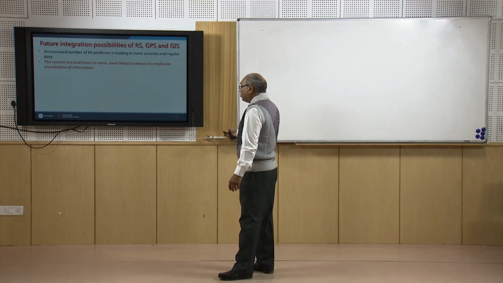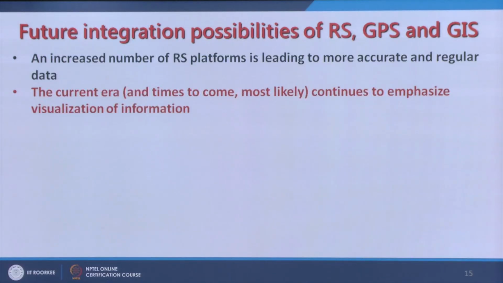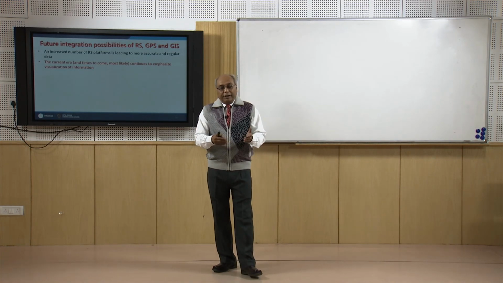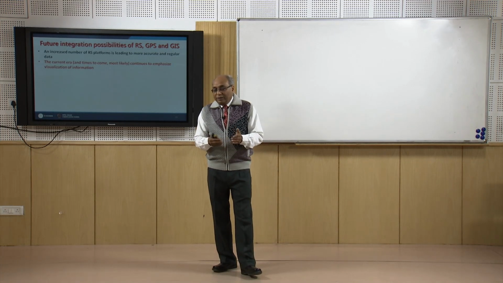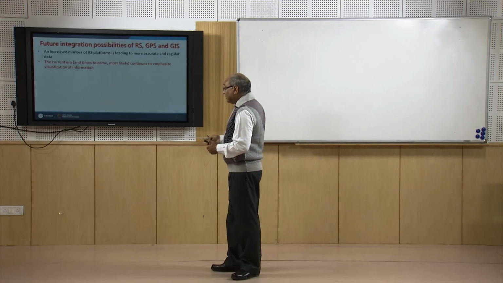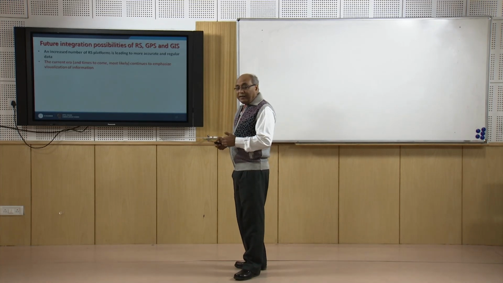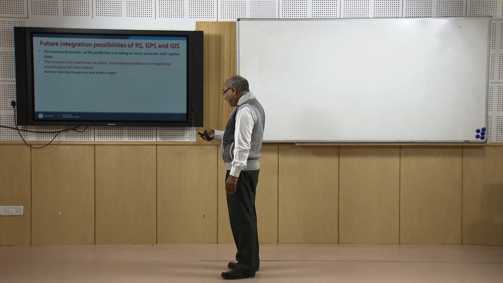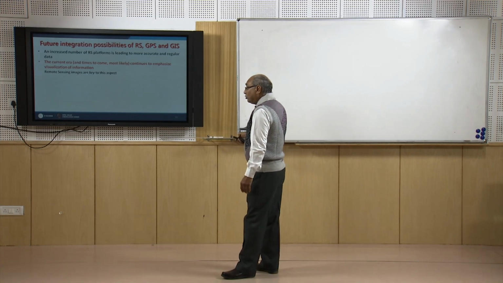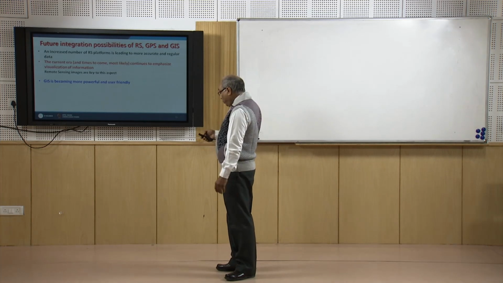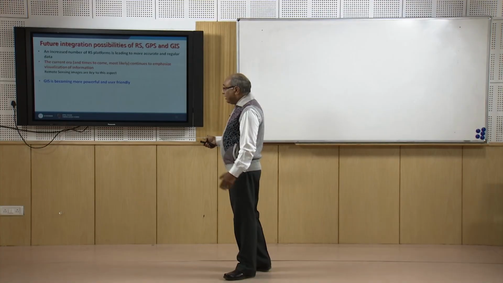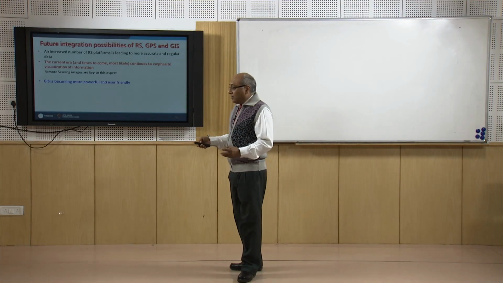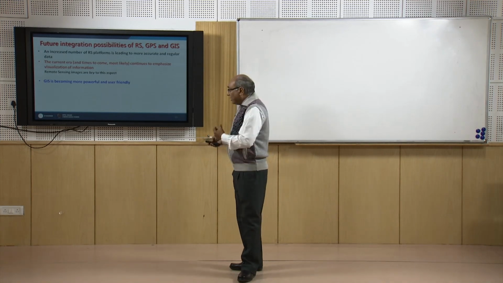Then the current era, that is, the times to come, will most likely continue to emphasize visualization of information. As you remember from other previous lectures, I have mentioned that a picture tells 1,000 words, whereas a map or a model, especially a map, can tell 10,000 words. So a satellite image will give you more information than a simple picture, and if it is a GIS product, then it may give you much more information even than a simple satellite image. That kind of emphasis on visualization will continue. Remote sensing images will be the key input for all kinds of analysis, and of course GIS is going to be more powerful and more user friendly, so that a person who does not have much knowledge of computer science programming can also use GIS very easily.